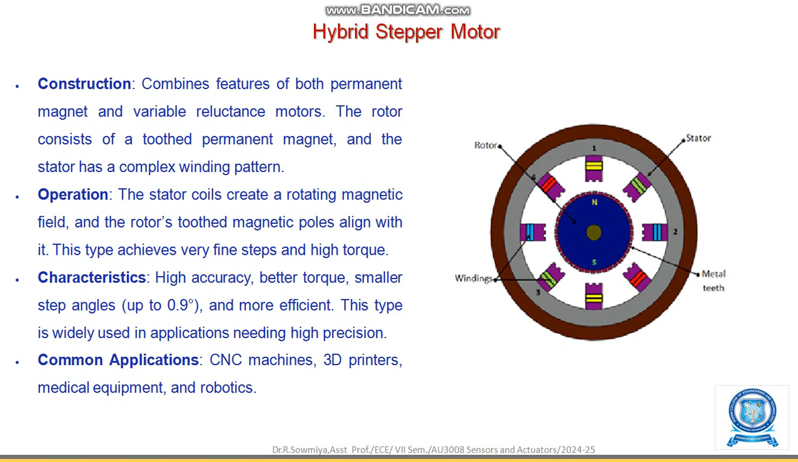Next one is the hybrid stepper motor. It combines the features of both the permanent magnet and the variable reluctance motor. The motor consists of a toothed permanent magnet rotor, and the stator has a complex winding pattern. This is mainly used in CNC machines, 3D printers, medical equipment, and robotics.